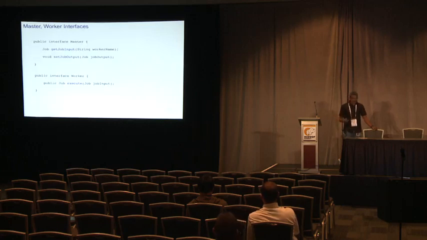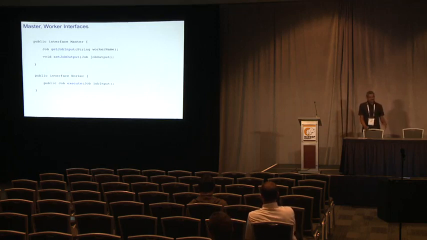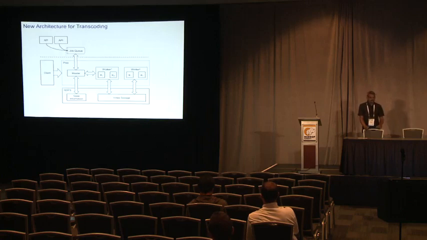So this is a simple interface that we have, where the master just implements a couple of functions, and the worker implements the execute method. And these are custom classes that you can give to the framework. So this is how our new architecture looks.